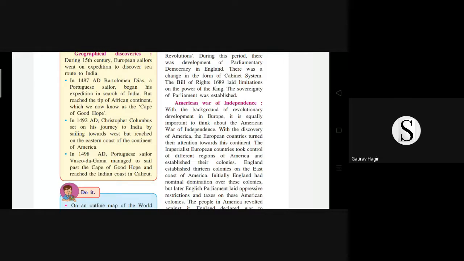In 1492 AD, Christopher Columbus set on his journey to India by sailing towards west, but reached on the eastern coast of the continent of America. In 1498 AD, Portuguese sailor Vasco da Gama managed to sail past the Cape of Good Hope and reached Indian coast in Calicut. Okay, good.